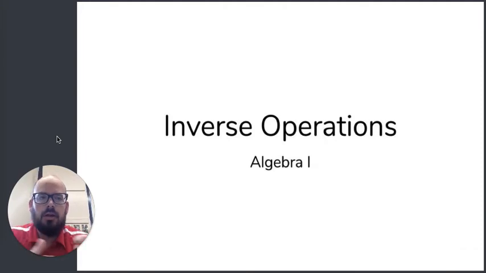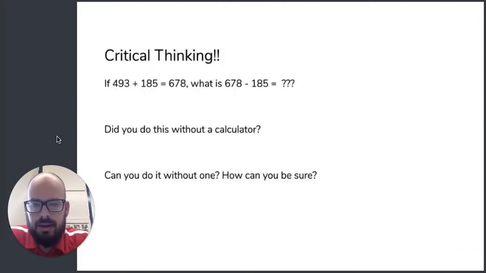So it's going to tie into what we did yesterday, but I want to start with a critical thinking problem. If 493 plus 185 equals 678, what is 678 minus 185? We want you to try and do this without a calculator. Okay, pause right now, take a second. Okay, so you should have paused the video and given this a little bit of an attempt.